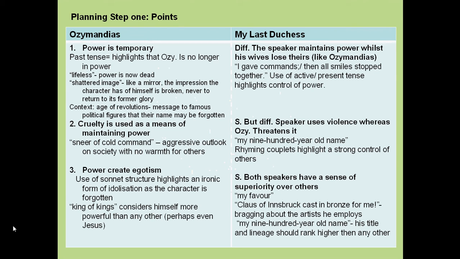The bits in bold, you can see the 3 points I've selected. So I wrote Ozymandias, I wrote down my 3, 4, 5 different points. Then I thought, you know what, I'm going to use My Last Duchess because it works quite well with this. Now next to each point, okay, so does My Last Duchess demonstrate that power is also temporary? Well, it does, but it's different because the speaker, the male, maintains power whilst his wives lose theirs. Then you consider them the same for 2 and 3.